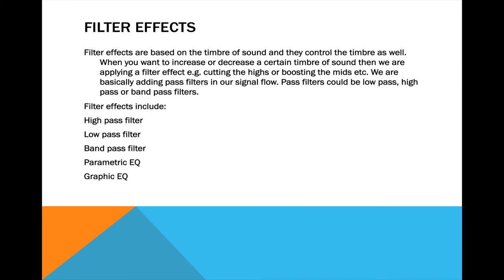We are basically adding pass filters in our signal flow. Pass filters are filters which allow certain frequencies to pass up or certain frequencies to pass down. Pass filters could be low pass, high pass, or band pass filters, depending on what kind of pass filter you're using. So the filter effects include high pass filter, low pass filter, band pass filter, your parametric equalizers, and of course your graphic equalizers.